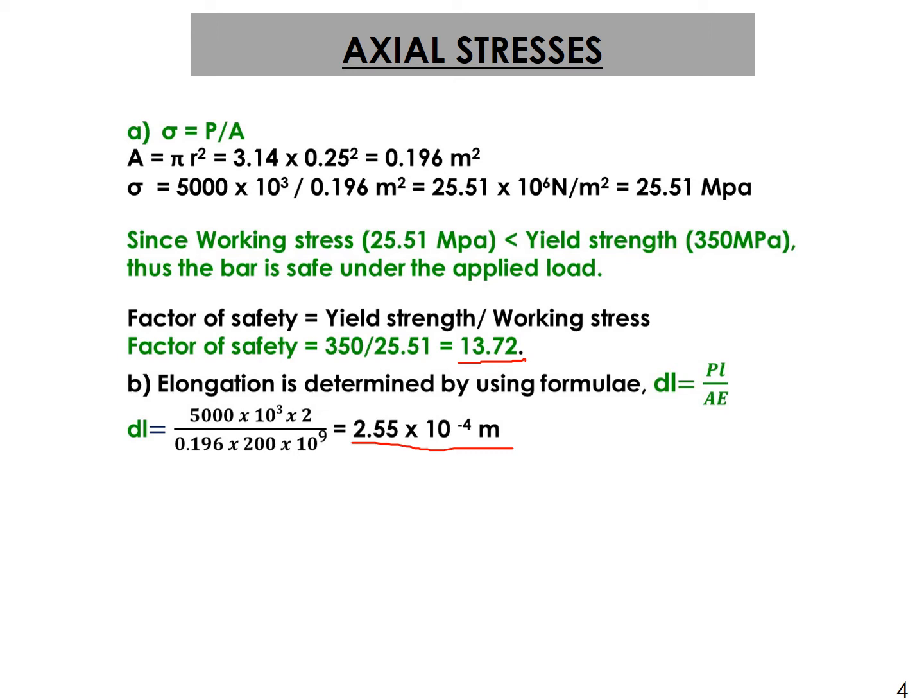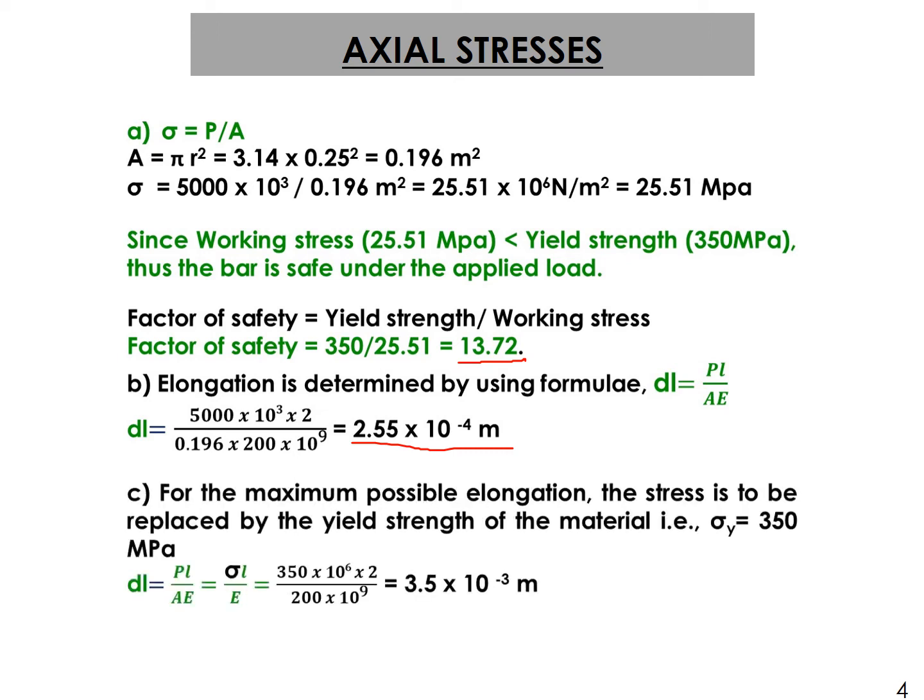Now the last part was: what is the maximum possible elongation for the given member? Since we are using Hooke's law, and Hooke's law relates stress and strain, when we talk about this maximum possible elongation, we must take the maximum possible stress in our member, which is nothing but the yield strength. So corresponding to your yield strength, you have to find the change in length of the material, which comes out to be 3.5 into 10 to the power minus 3.